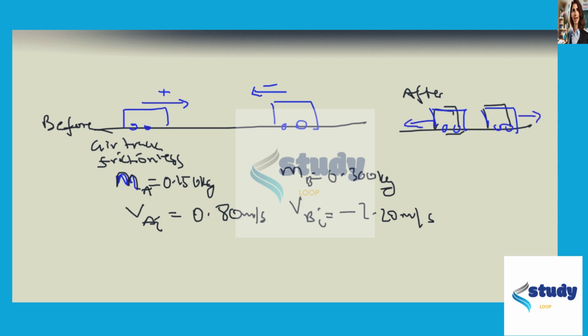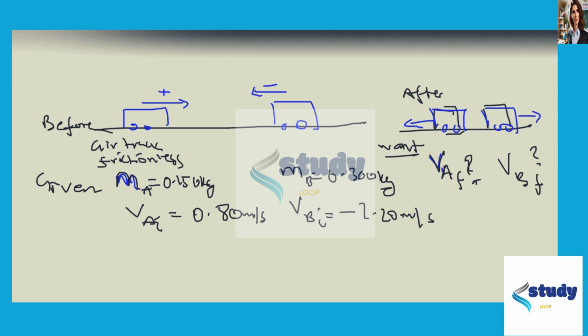So then when they bounce off, we'll have a final velocity for the first glider, VA final. We want to find that. So that's what we want, and this is what we're given. And then we also want to find the final velocity of the second glider. So, these are the questions we're asking ourselves in these two problems.